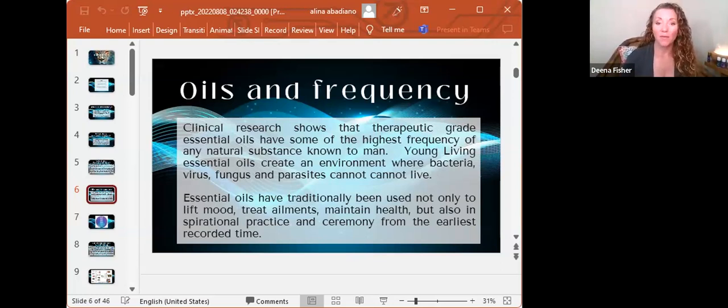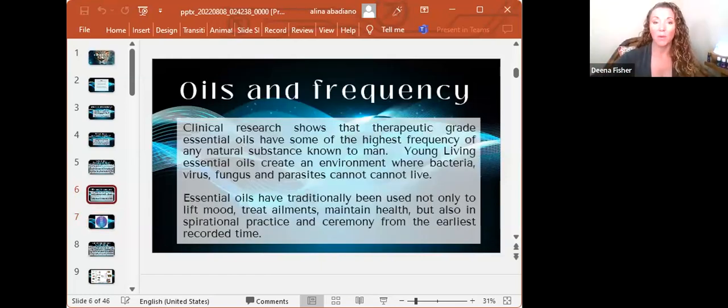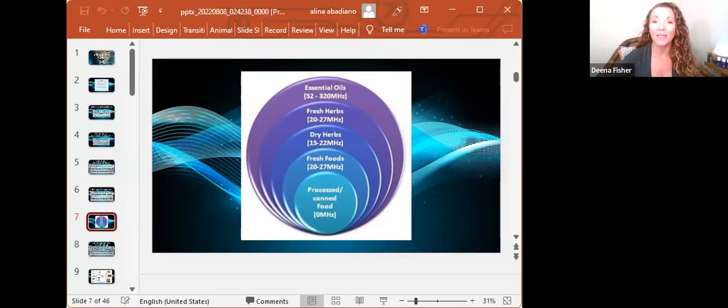So I'm going to show you this really interesting, very simple graph, actually, that I just realized my phone was making. Sorry, guys. A simple graph that shows the frequency of some common things that we generally come in contact with. Once again, this slide was talking about how therapeutic essential oils have the highest frequency. This shows that essential oils generally go from about 48 megahertz up until this.